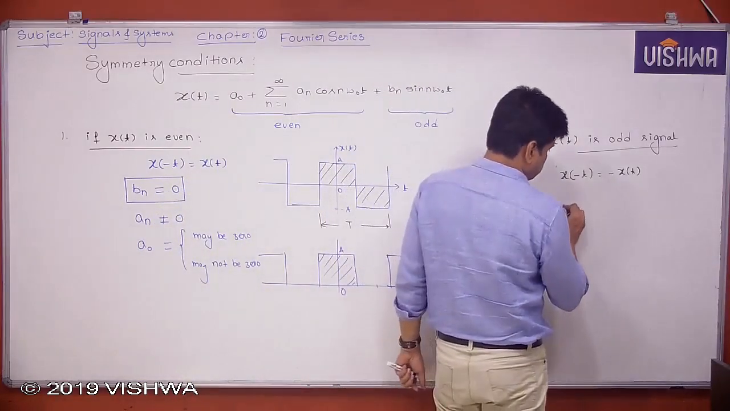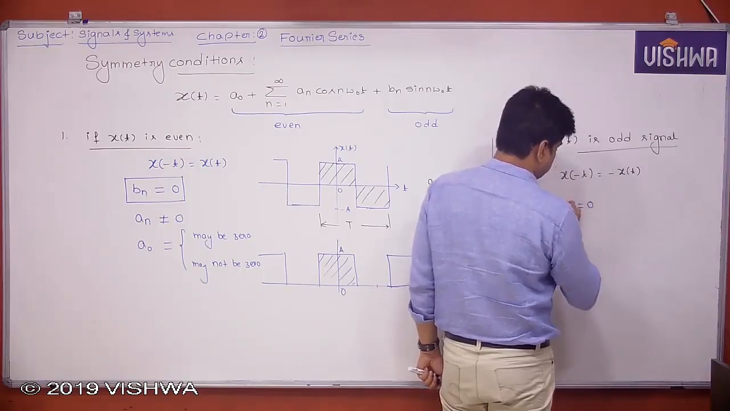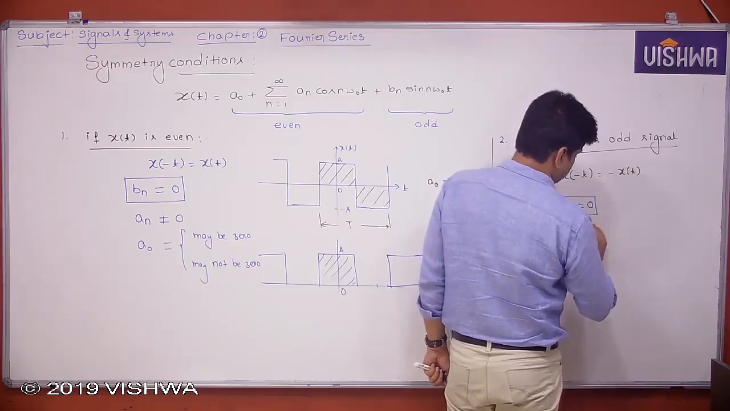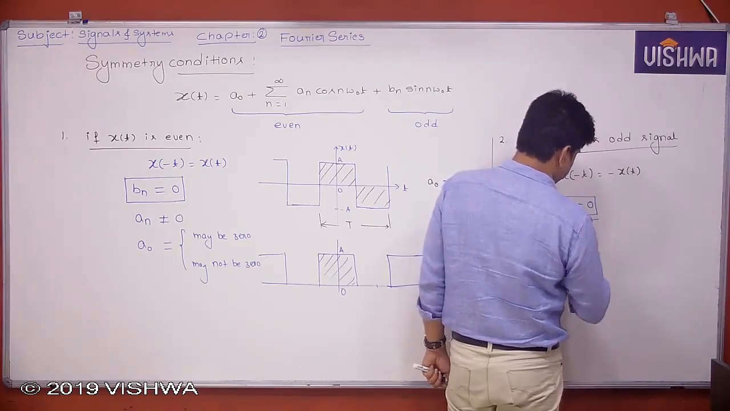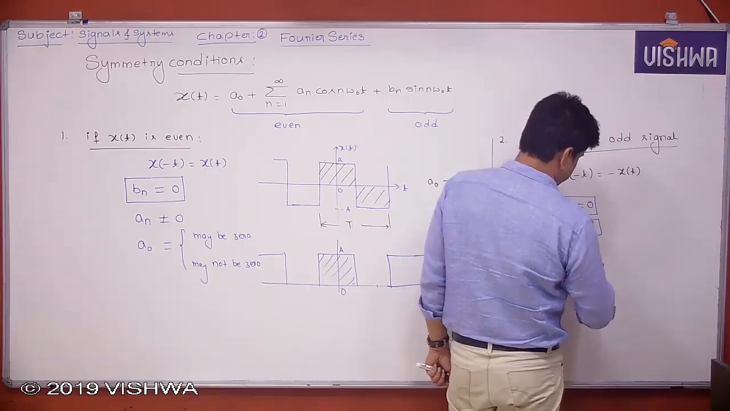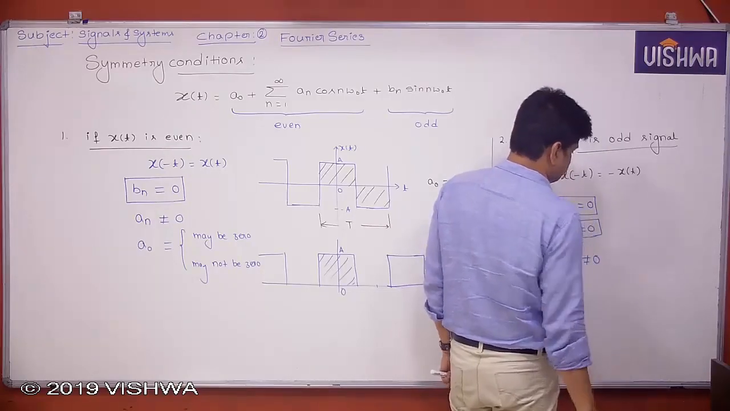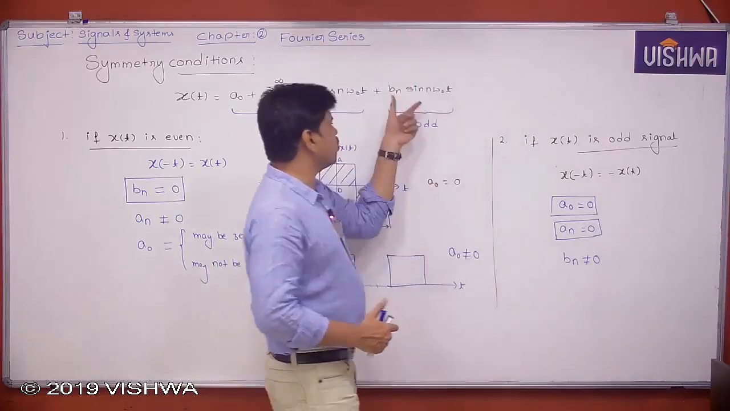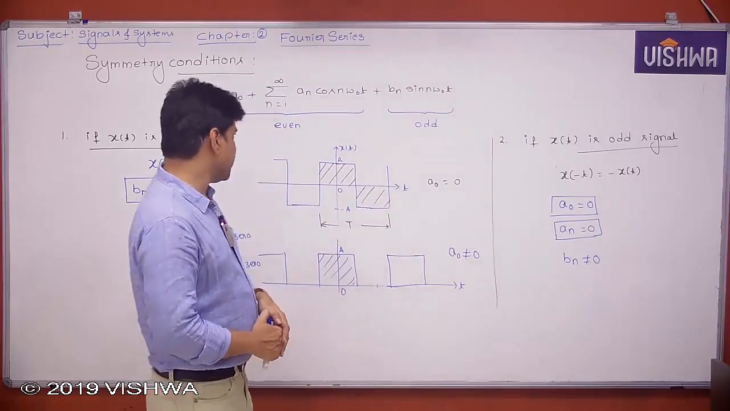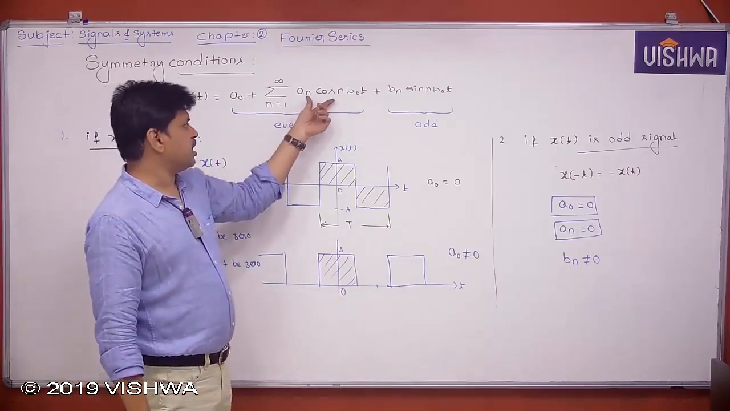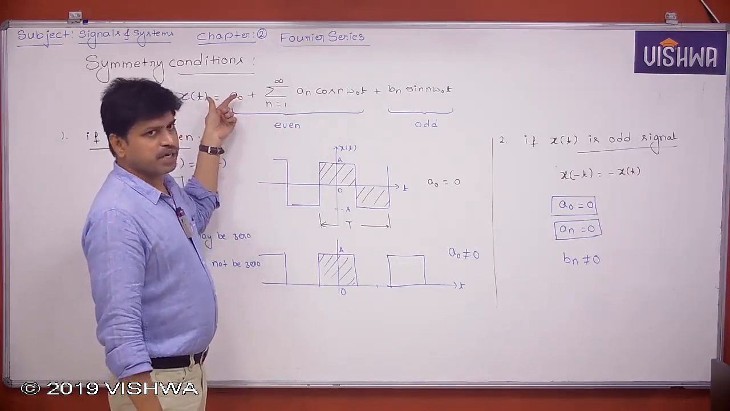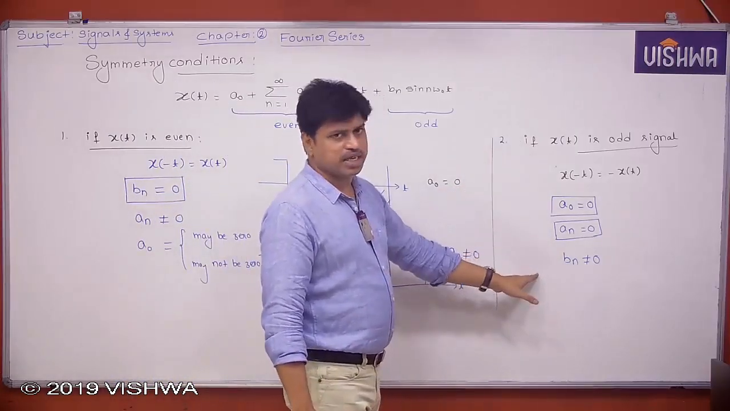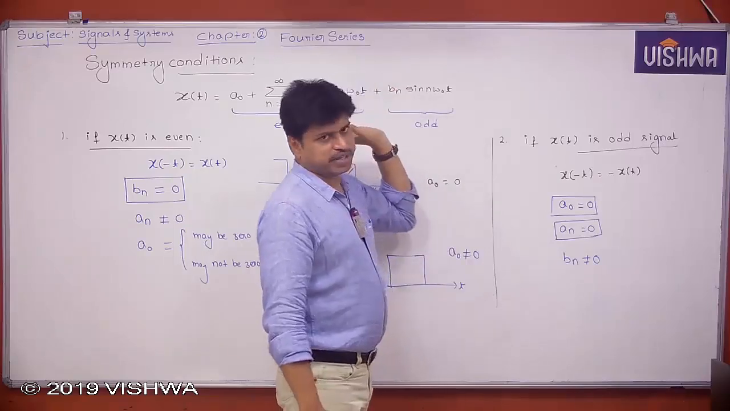So A0 value is 0, no doubt. An value is also 0, because this is also an even term. So the only thing is Bn not equal to 0. That means Bn is only present, meaning it has only sine terms. So an even signal means it has only cos terms. Maybe a DC term is present or may not be present. It depends on the waveform. I hope you understood. So if it is an odd signal, what kind of terms does it have? Only sine terms. I hope you understood.